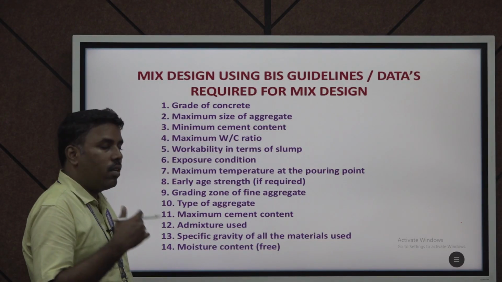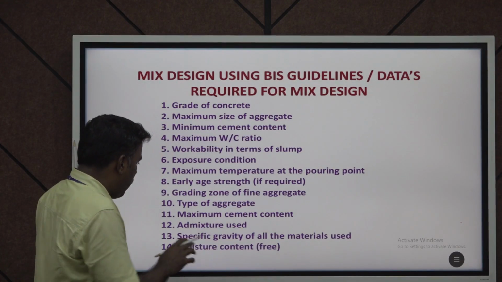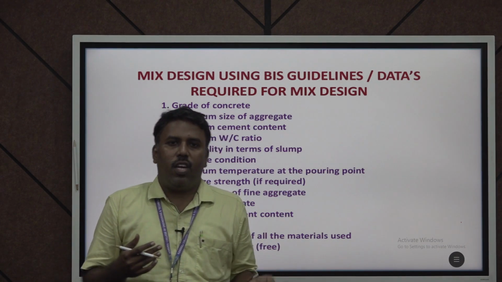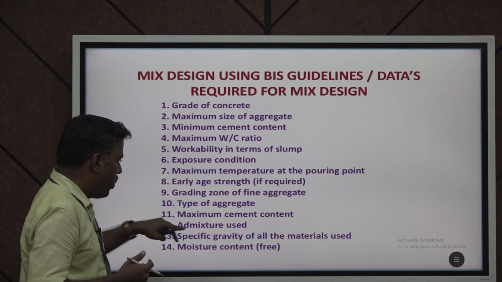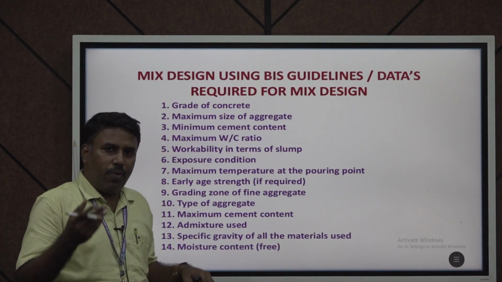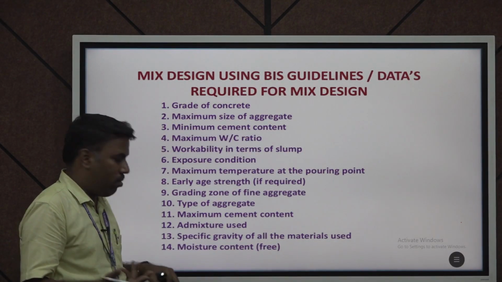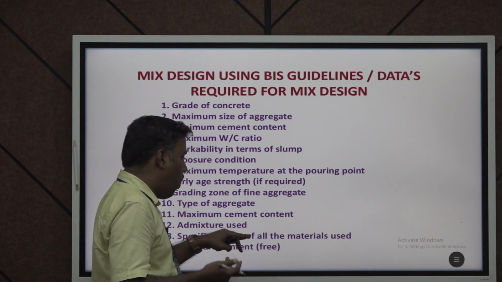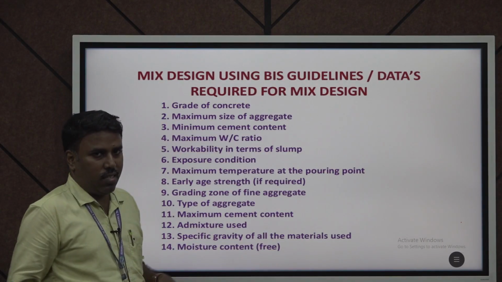12th one is admixtures use. It is essential only if necessary; we have to consider this. For higher grade concrete, we use admixtures. In that case, we need to consider this. If you are preferring low grade concrete, we need not mind about admixtures. 13th one is specific gravity of all the materials. 14th one is moisture content.